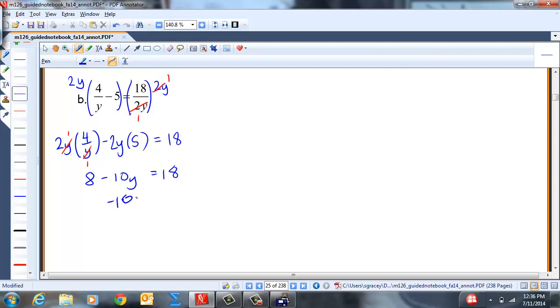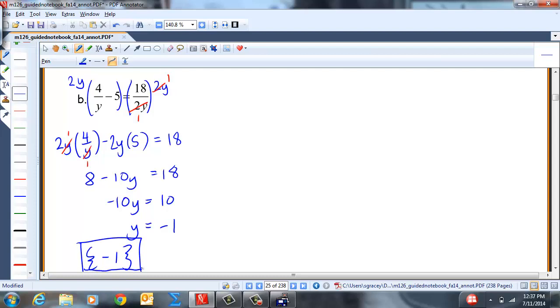Subtracting 8 from both sides, we will have negative 10y is equal to 10 and dividing both sides by negative 10, we'll get y is negative 1. So our solution set would just be negative 1. So let's check and see if it's right.